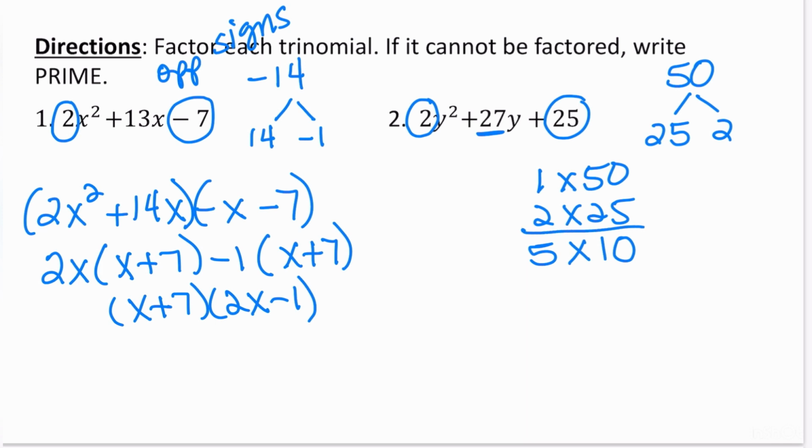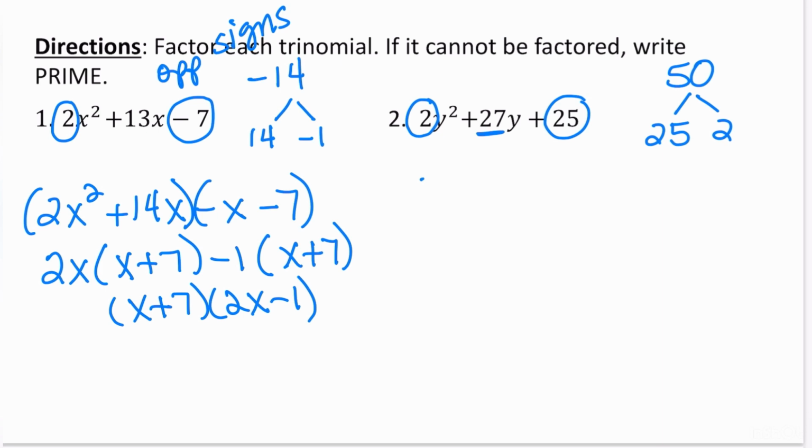And then from this combination, which one works? 2 and 25, because 2 times 25 is going to multiply to give me 50, and it's going to add to give me 27. So just in case you were like, how is she getting this? I'm showing you right now. These are all the possibilities, and you choose the one that works. So now back to the problem. Now that I notice it's 25 times 2, and it doesn't even matter if you do 2 and then 25, the answer is still going to come out to be the same.